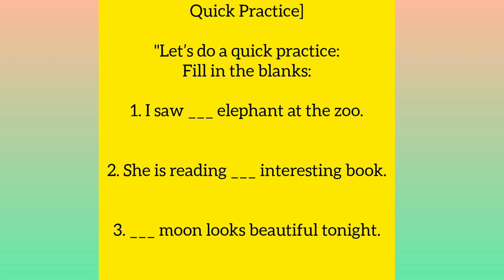Let's do a quick practice. Fill in the blanks. I saw elephant at the zoo. She's reading interesting book. Moon looks beautiful tonight. First sentence: an elephant. Second: an interesting book. Third: the moon.